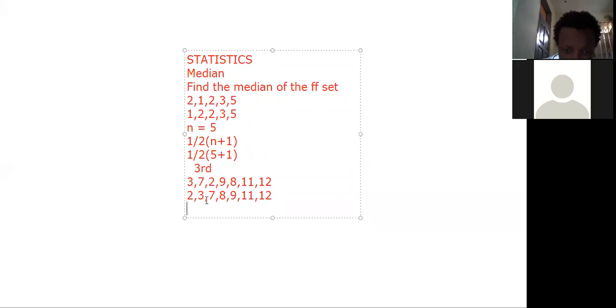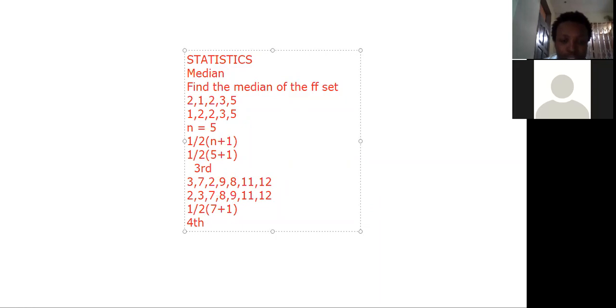So right away we can say that our median will be what? 1, 2, 3, 1, 2, 3. So it will be 8, right? Yes, 8. However, let's use the formula. So it will be half into bracket n plus 1, and n is 7. So 7 plus 1, we are going to get 8 divided by 2, which will give us 4.